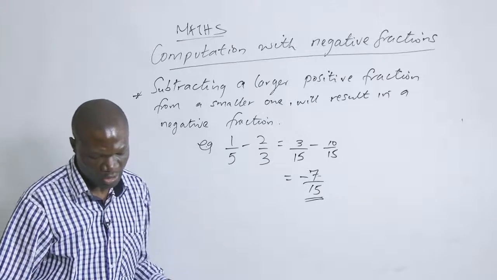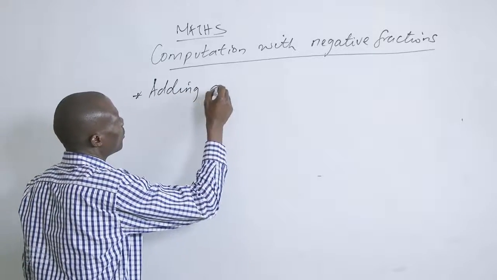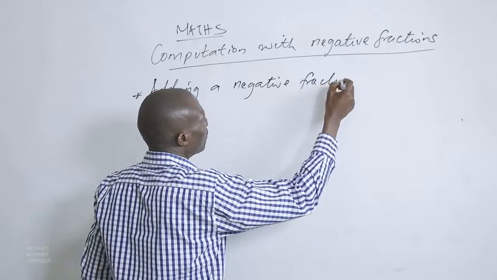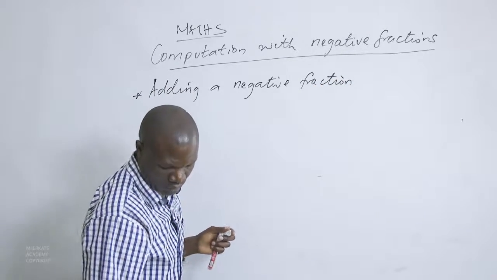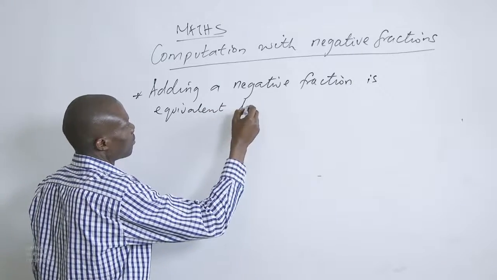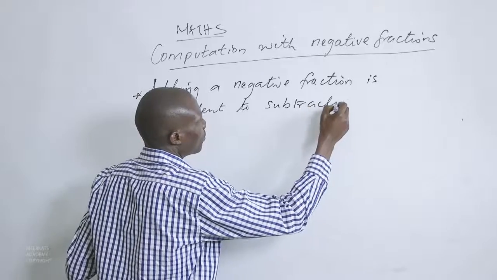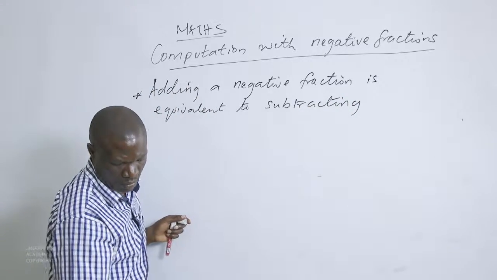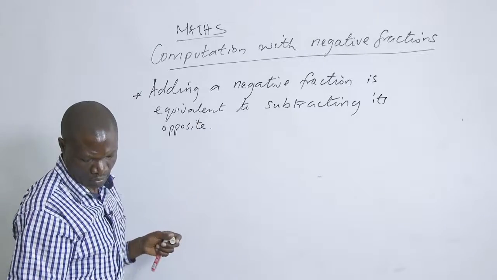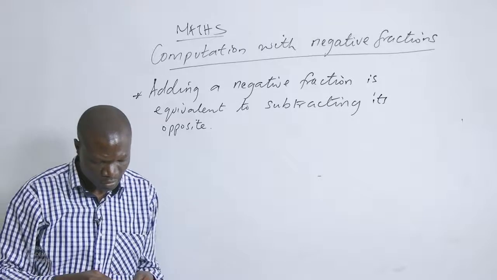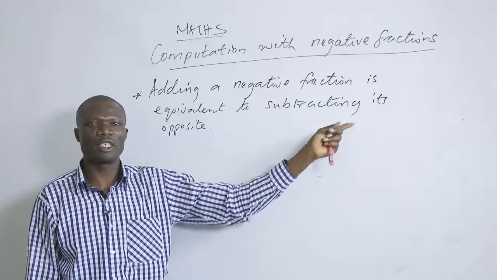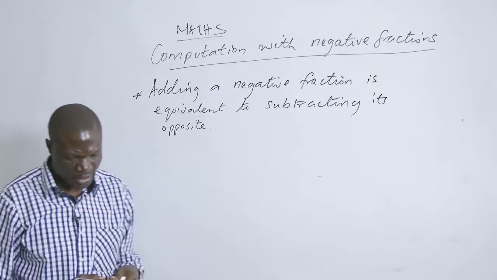The second case we need to consider, now we are seeing here that adding a negative fraction is equivalent to subtracting its opposite. What exactly do we mean here?